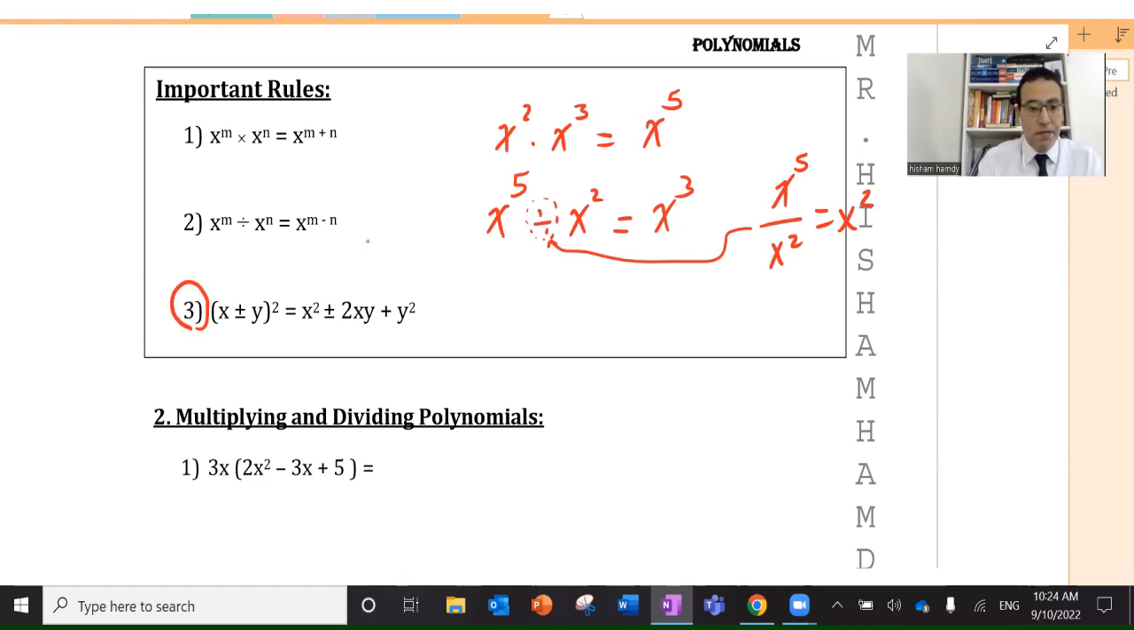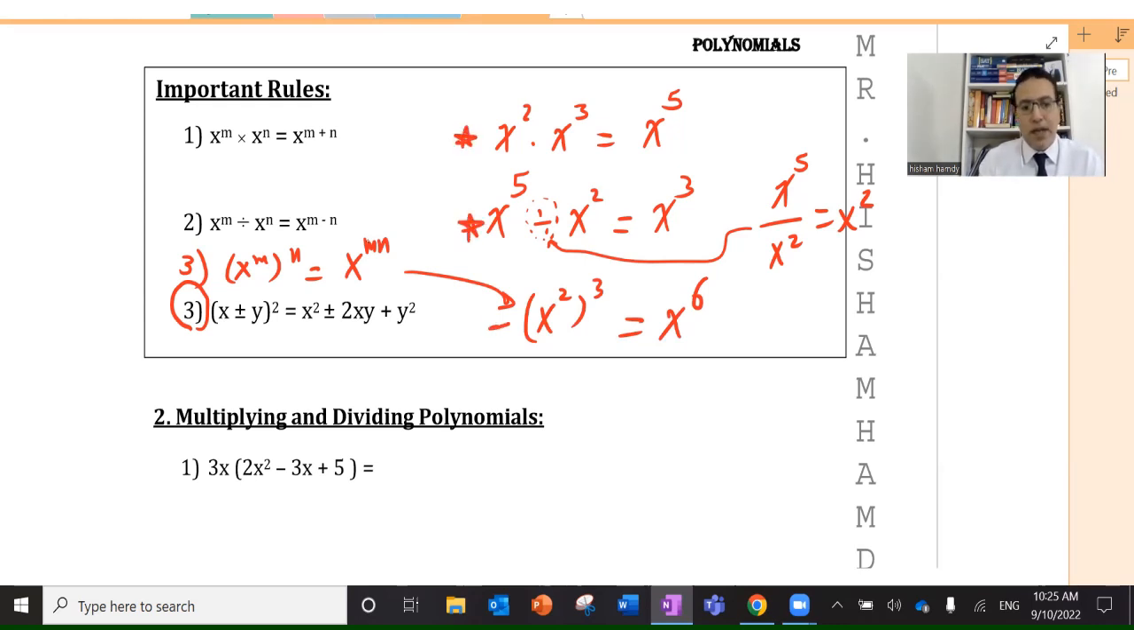Number 3, a very important rule. If you have x power m and all to the power of n, it's x power mn. So I am multiplying the powers. For example, x power 2, all to the power 3, is equal to x power 6 and not x power 5. So there are 3 important rules for exponents: x power 2 times x power 3 is x power 5. x power 5 divided by x power 2, I'm subtracting the powers, but power to the power is multiplication.